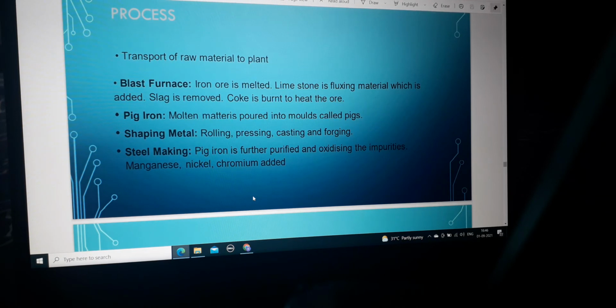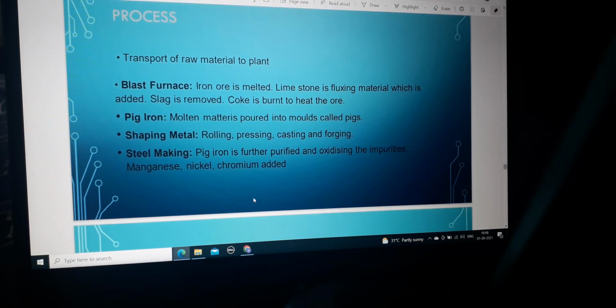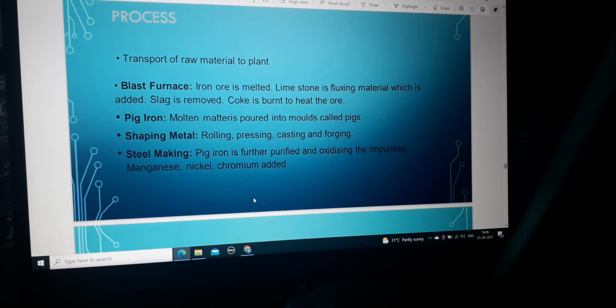So now, limestone is included in the blast furnace so that it becomes more hard and there is no rusting. Then slag, it is the substance which is an impurity. It is removed, and then the coke is burnt. That is, this coke means iron ore with the mixture of limestone is burnt, and then it is heated again.